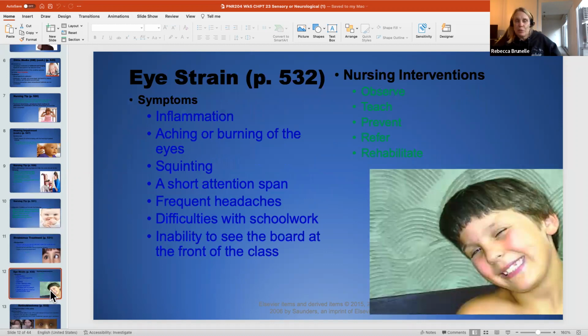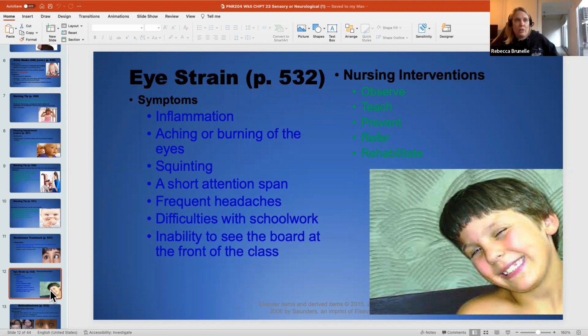So sometimes kids will not have strabismus, but they're squinting a lot, and they might just need an eye exam. Kids can have visual problems, and maybe they just need to wear glasses, but they're not always diagnosed right away.